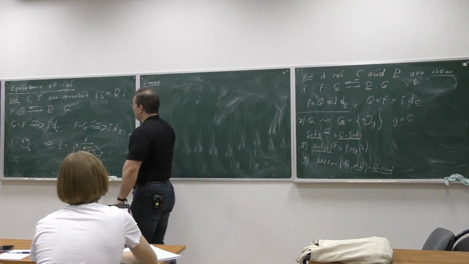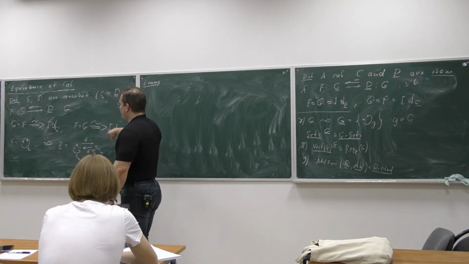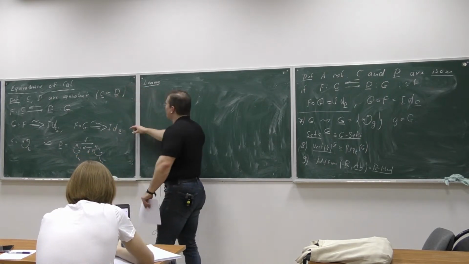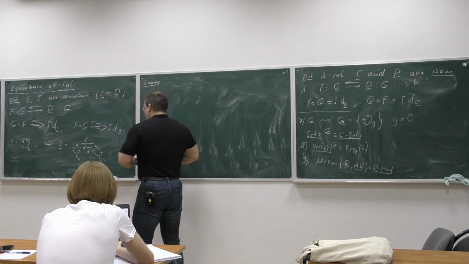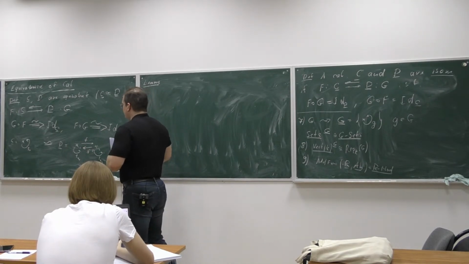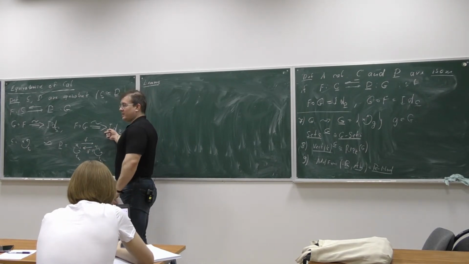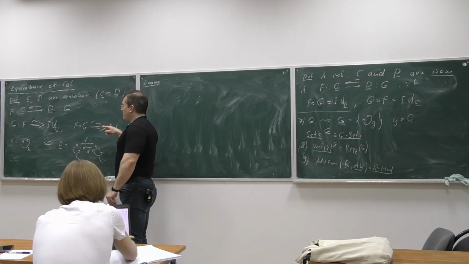What is not a functor? No, everything here is a functor. What's a natural isomorphism again? It's a natural transformation such that for any object x, the map that I called alpha x is an isomorphism in the category D.